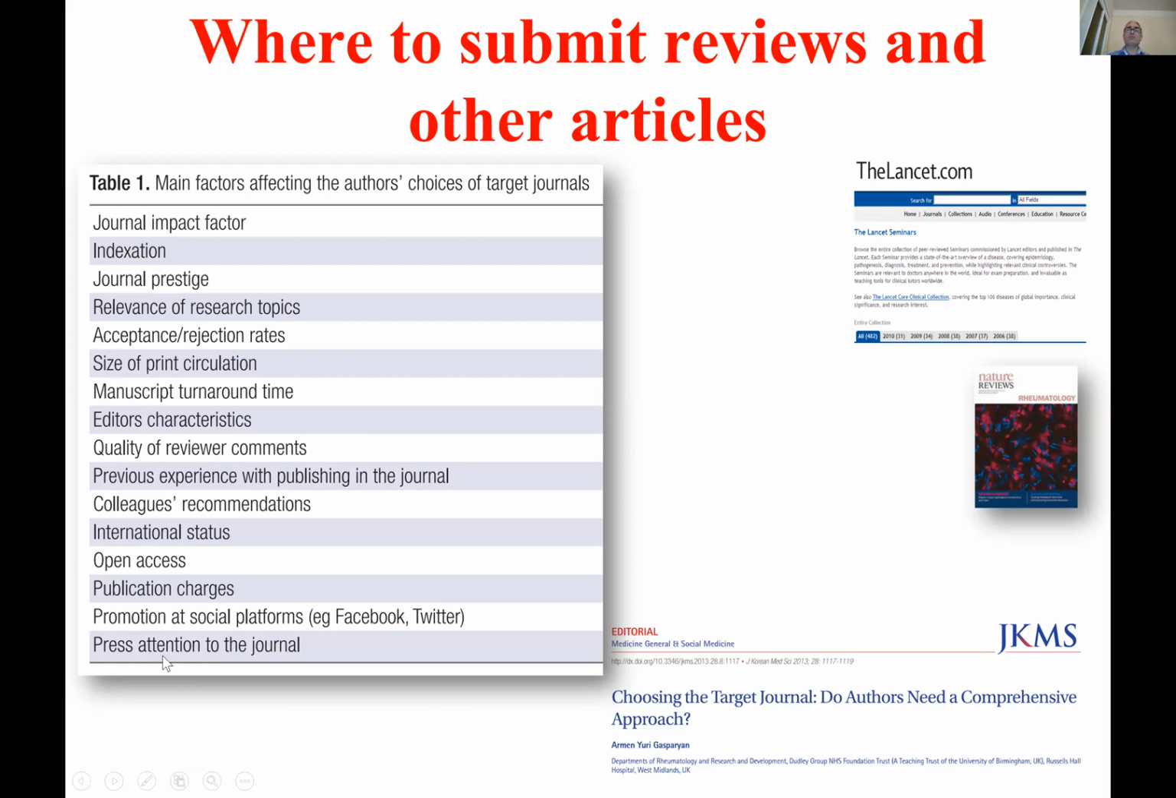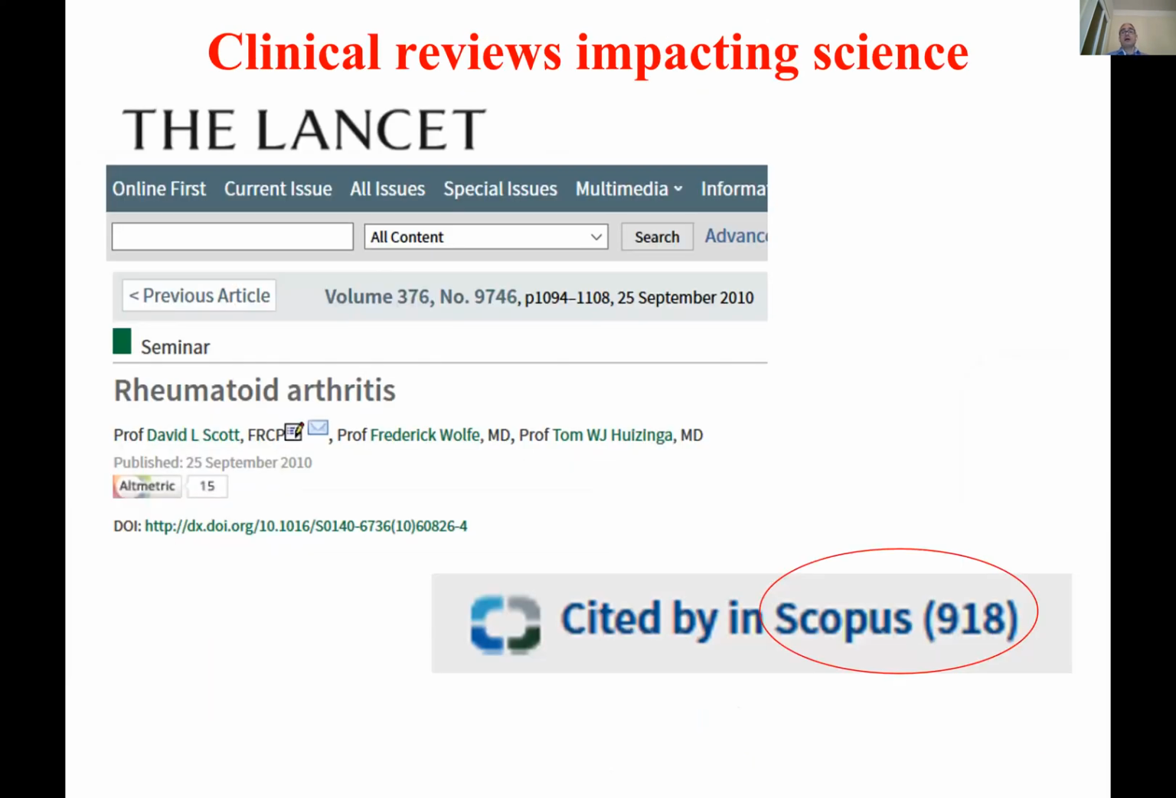We may also pay attention to whether the journal is covered by social media, Facebook, Twitter, and other channels, Wikipedia, let's say. Press attention to the journal: if you publish something in your journal, whether blogs or press reflect on your articles and comment. So it's also important for visibility and for quality assurance. So all these factors are important for targeting quality journals.